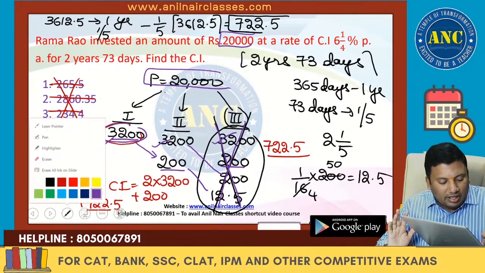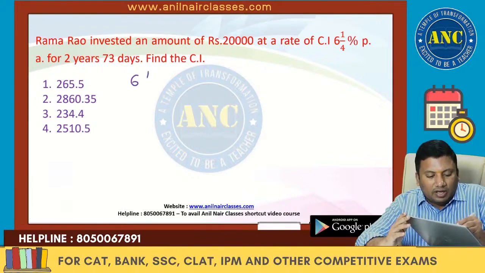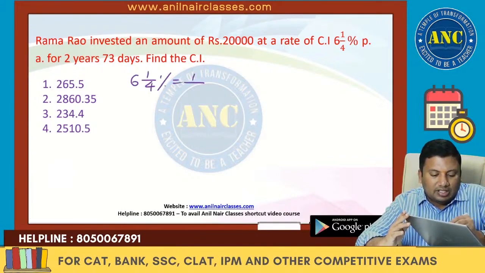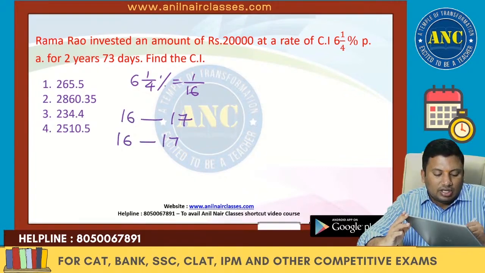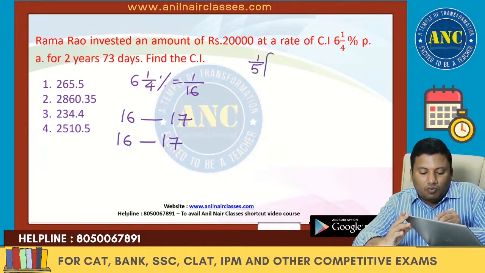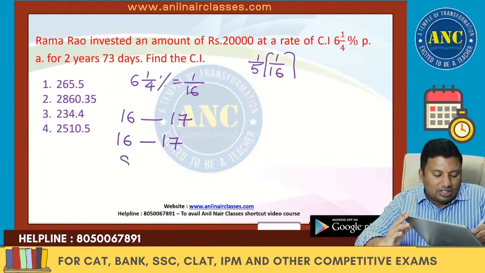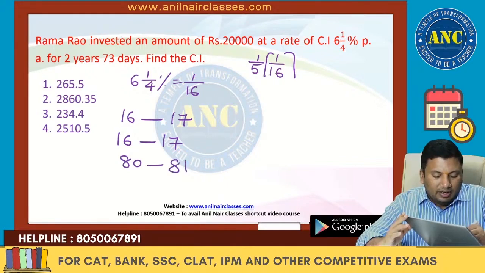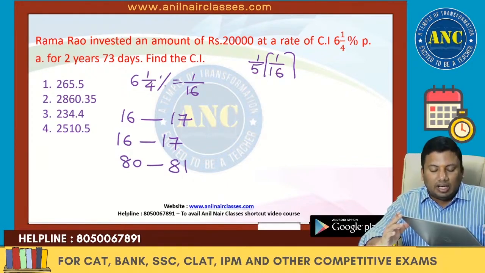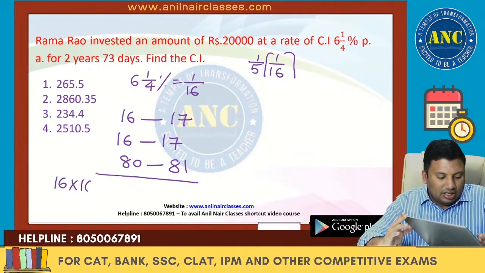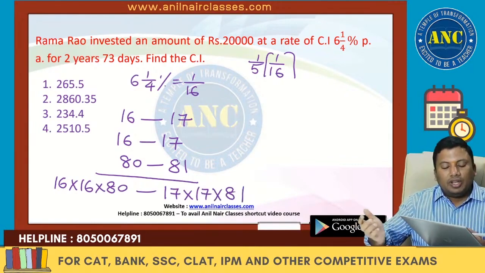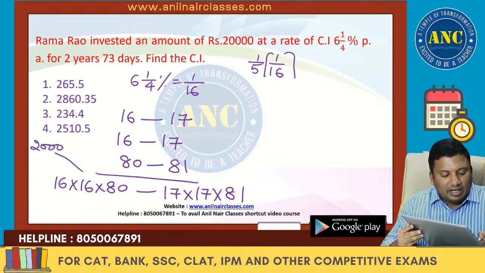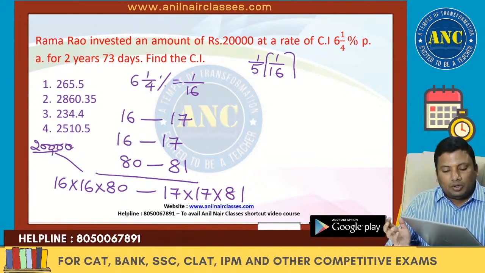Whatever the answer that you get, that itself is the answer. Or otherwise, 6 1/4 percent is 1/16. First year, 16 is becoming 17. Second year, 16 is becoming 17. It is 1/5 of 1/16, which is nothing but 80 becoming 81, because third year it is 1/5 of total interest. So these are nothing but 16 into 16 into 80, and 17 into 17 into 81. From there, check what the multiplication factor is. I hope this method number 2 is also clear.